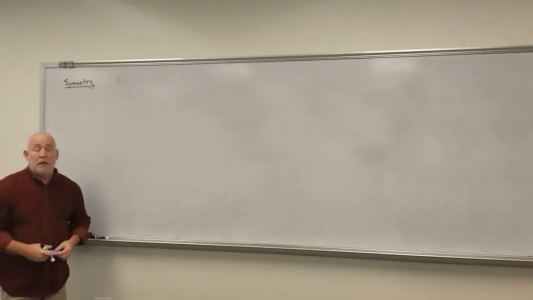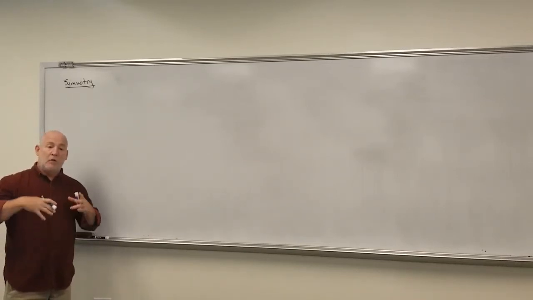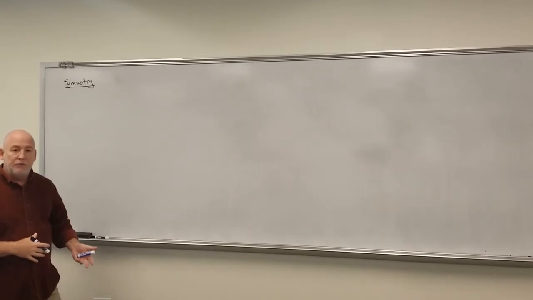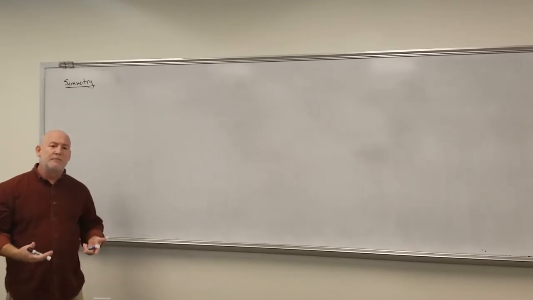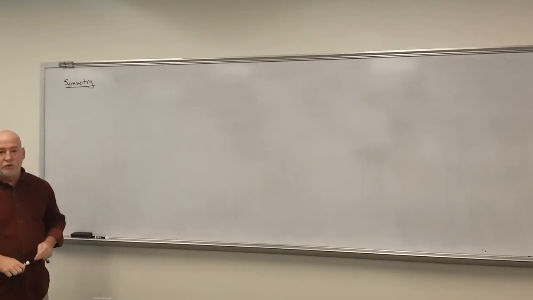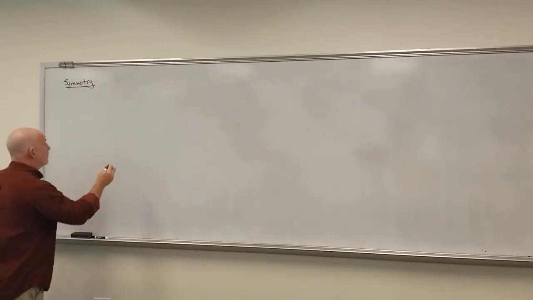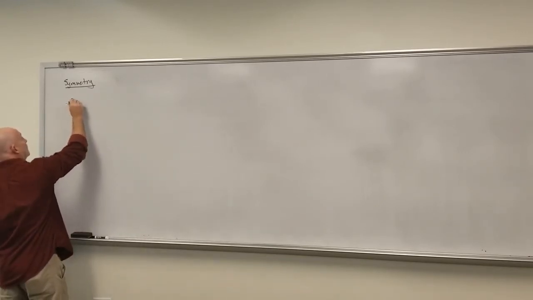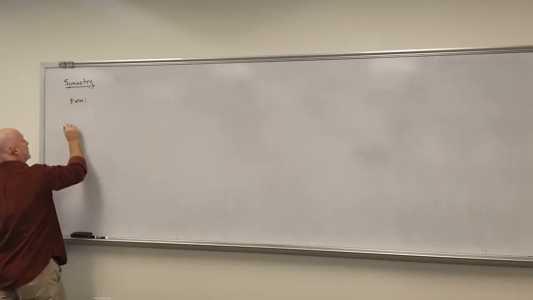We're going to take a look at the symmetry of some graphs. Some graphs have symmetry, others don't, and there's different types of symmetries as well. For this lecture, we're really only going to take a look at two different types of symmetries. We're going to take a look at something called even symmetry and odd symmetry.